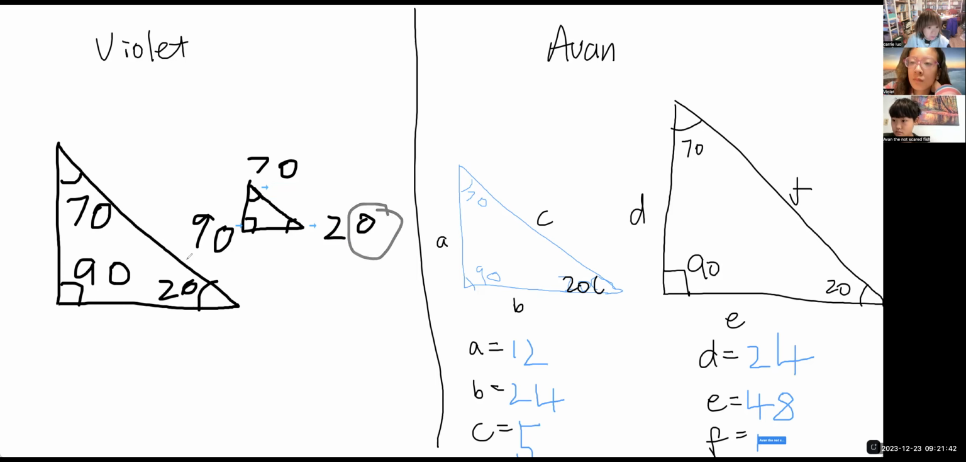Okay, let's look at Violet. Okay, Violet, good. The angle. Why are you two the same? Your two angles are exactly the same. Okay, Violet, you tell me.